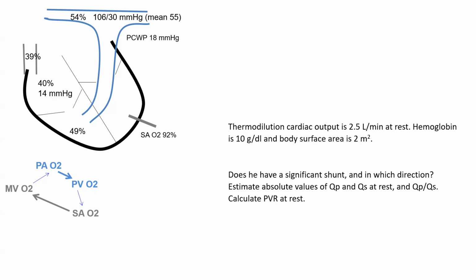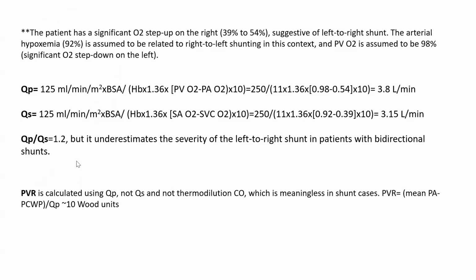Number two, since we don't often do that, you can assume the pulmonary venous O2 is 98%. That's what we use for our measurement. Assume 98%, as long as the patient doesn't have bad lung disease, okay? So QP/QS becomes 92 minus 39 divided by 98 minus 54. And the QP/QS comes up as 1.2.